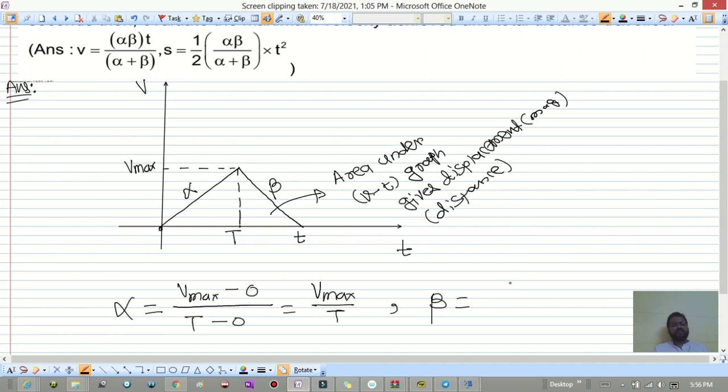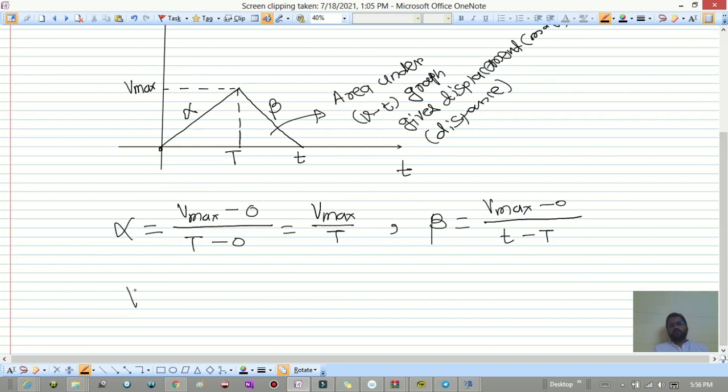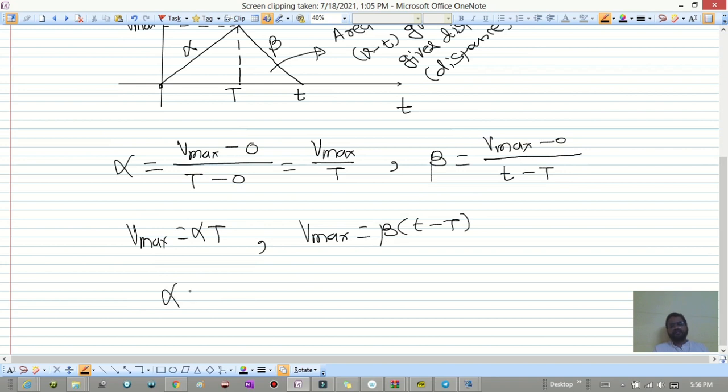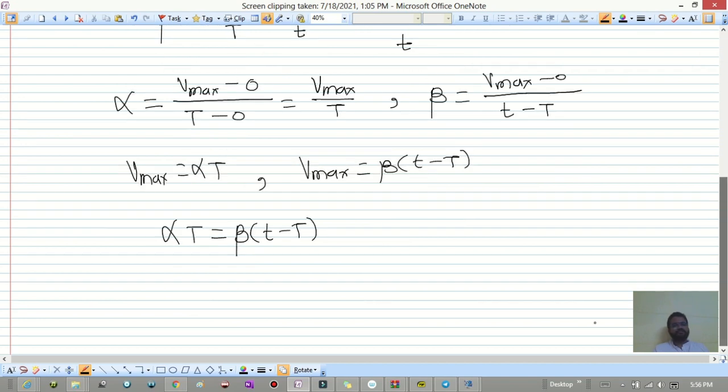Now what is beta over here? Beta is Vmax minus 0 divided by small t minus the capital T. So what is Vmax? Vmax we have is alpha into capital T, and over here Vmax is beta into small t minus capital T. As left hand side is equal, right hand side must be equal, that is alpha T must be equal to beta small t minus capital T, and if you just solve this, alpha T is equal to beta small t minus beta capital T.